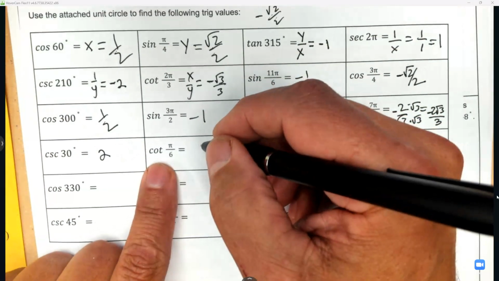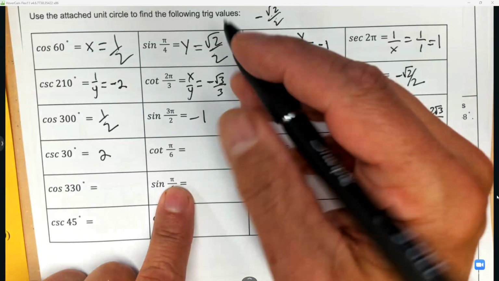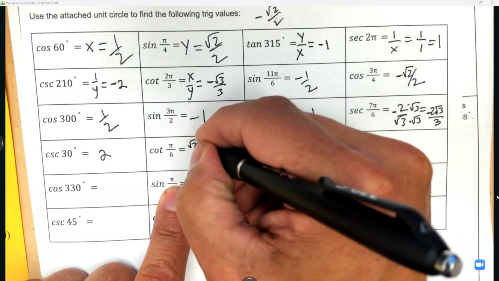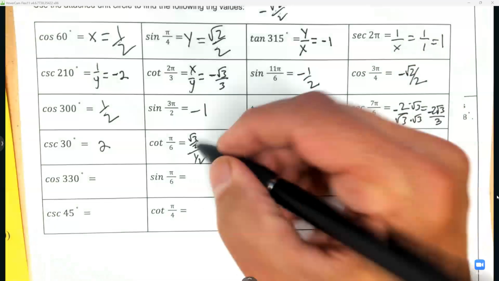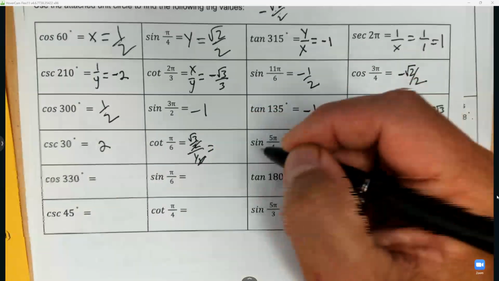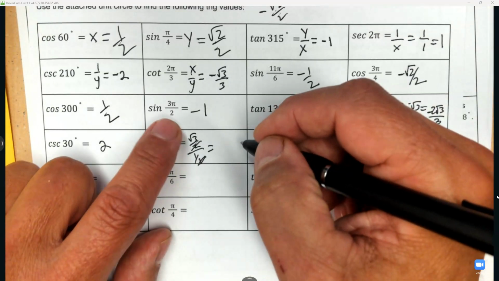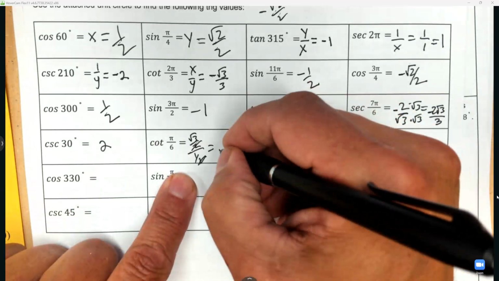Cotangent pi over 6. That's x over y. So the x value is root 3 over 2. The y value is 1/2. Notice when simplifying, they have the same denominator, so that you can divide out the denominator, and then you have root 3 over 1, which is just root 3.